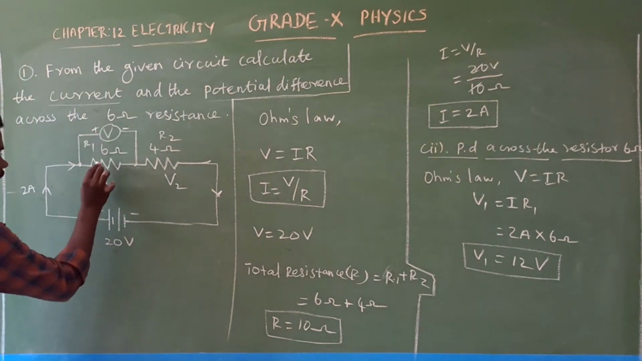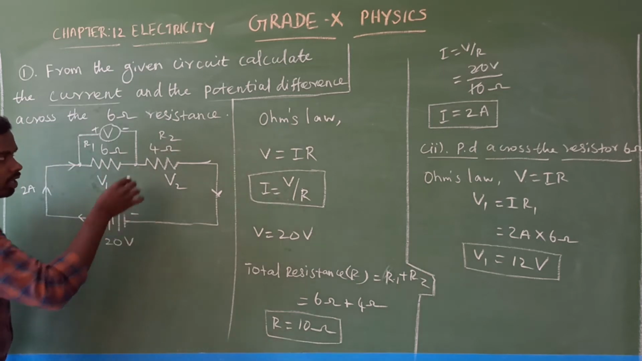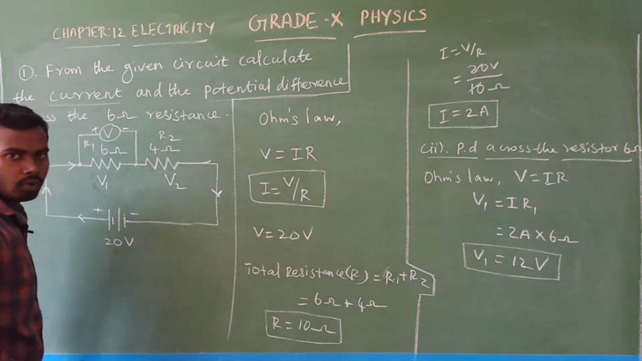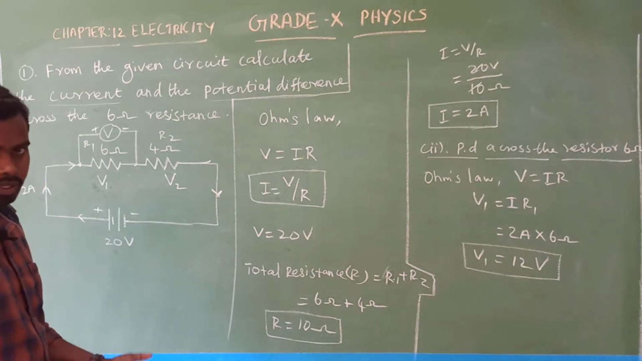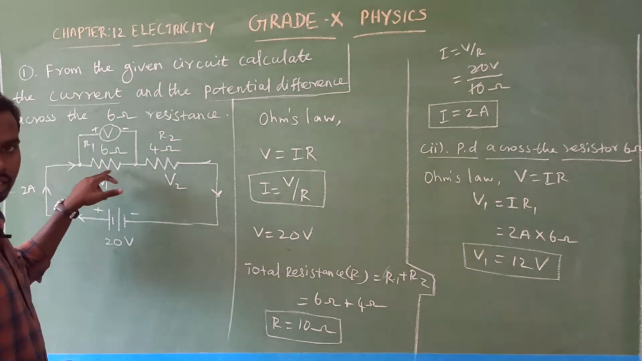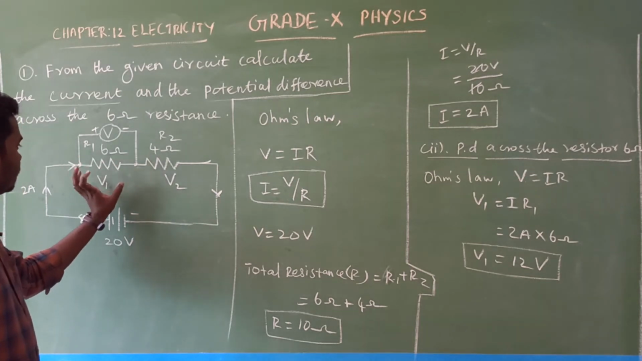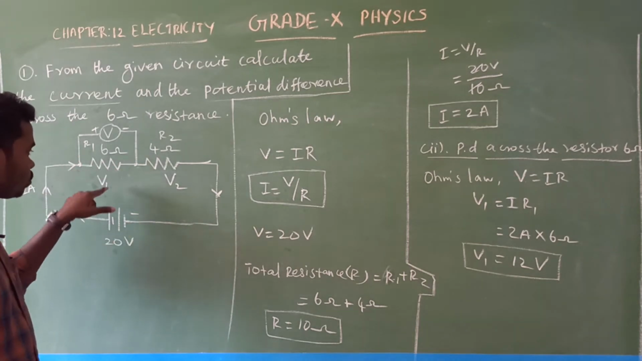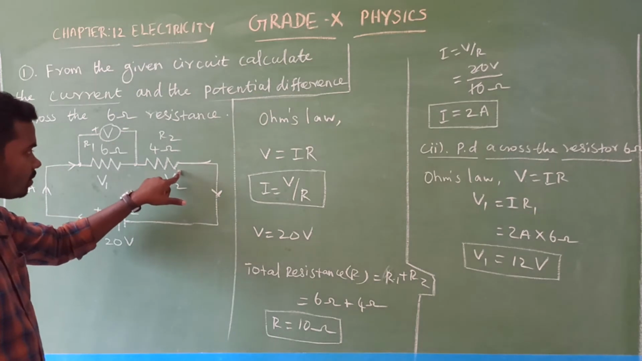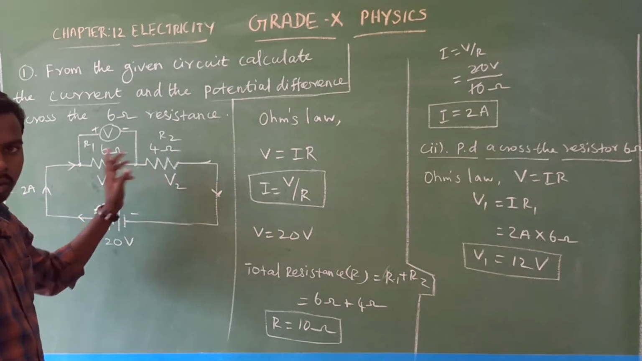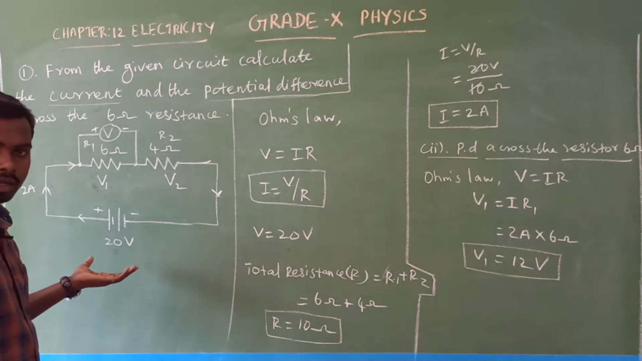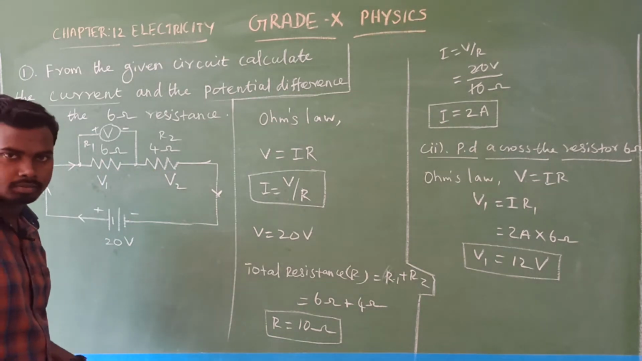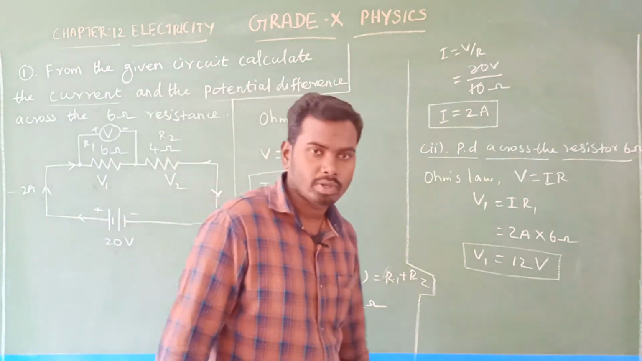Across the resistor R1, 2 ampere current is flowing. Across R2 also, 2 ampere current is flowing. But a different amount of potential difference is there. Across the resistor R1, the potential difference is 12 volt. Across the resistor R2, how much potential difference will be there? The remaining 8 volt. So there will be 8. Am I right? So this is one of the types.